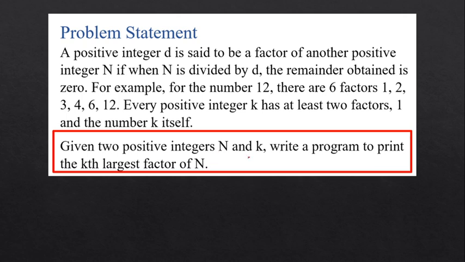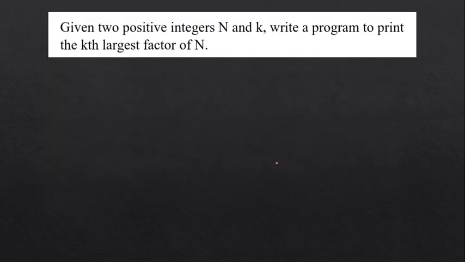Given two positive integers n and k, write a program to print the kth largest factor of n. You are going to develop a program to print the kth largest factor. So what do they mean by that? Let us just focus on this line alone. If we are focusing only on this line, what are they going to give you? Two integers n and k, which are definitely positive. Write a program to find the kth largest factor of n. So we are focusing on factors of n.